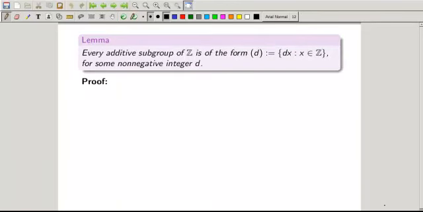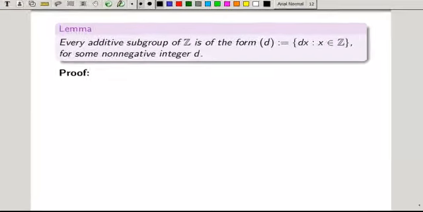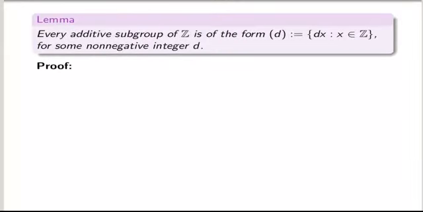Okay, we claim that every additive subgroup of the integers is a cyclic group generated by some element d. So a cyclic group, I'll just put parentheses, or you could write it like this. I've used the parentheses to denote the idea of a principal ideal generated by d, but it's just the set of all multiples of d. So d times x, where x is some integer.